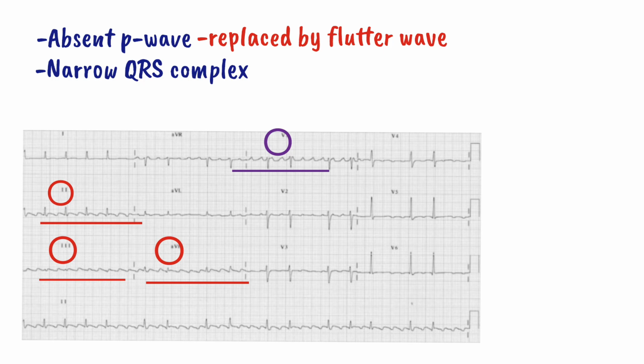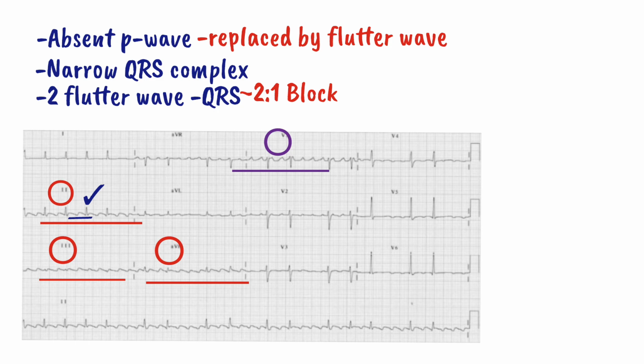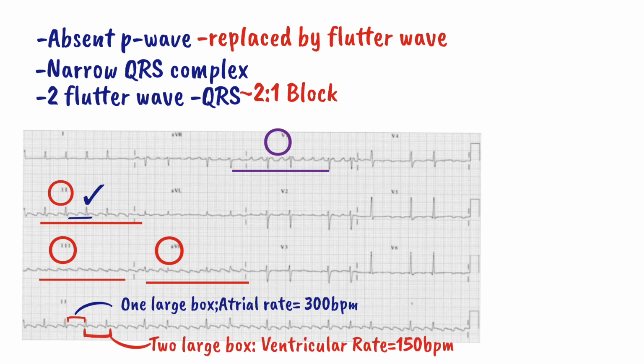As you can see in this ECG, in lead 2 there are two flutter waves, then a QRS complex. After that there are two flutter waves and then a QRS complex. This shows that there is about a 2:1 AV nodal block, meaning two atrial contractions for one ventricular contraction. If you look at the rate, the distance between two P waves is about one large square, which is equal to 300 beats per minute, and the distance between two consecutive R waves is two large boxes, which is equal to 150 beats per minute. So the atrial to ventricular ratio is 2:1.